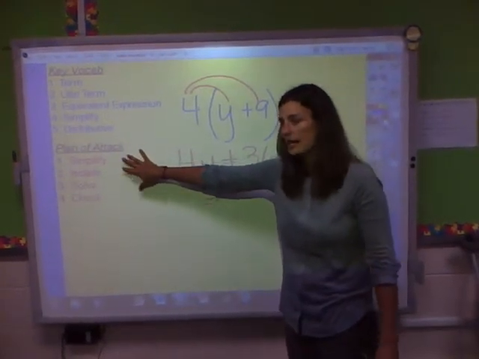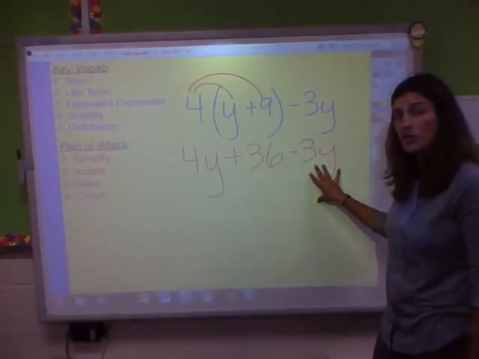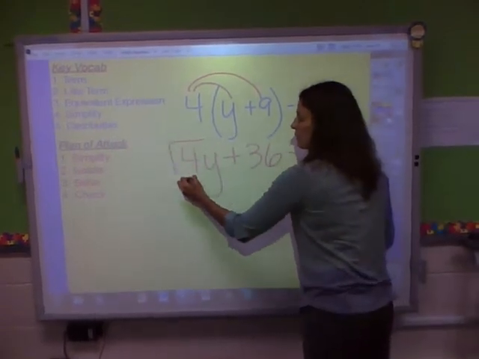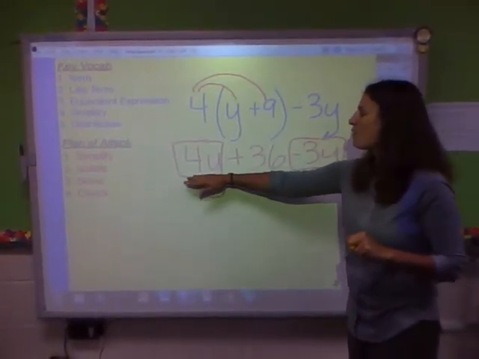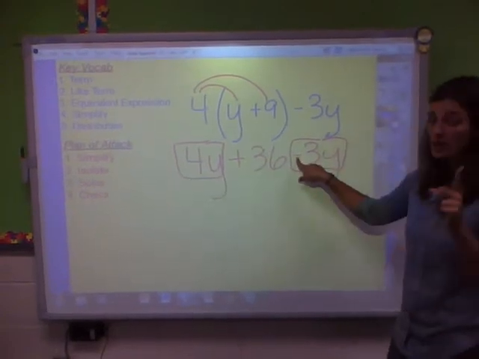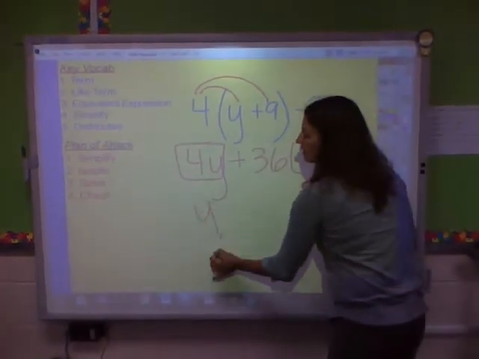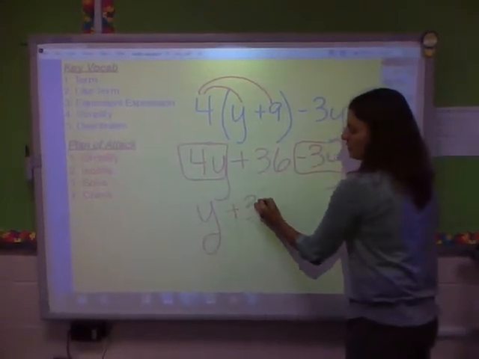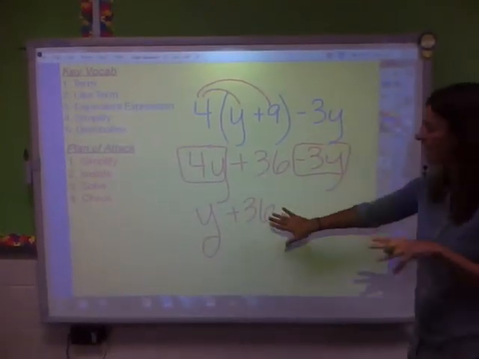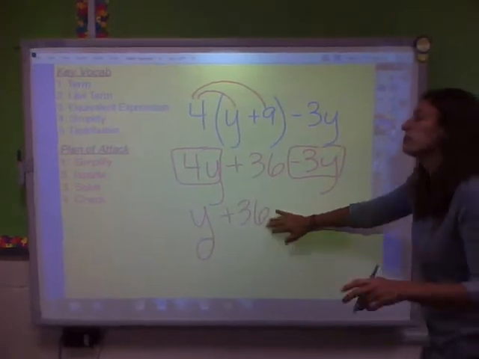My plan of attack, I'm going to combine my like terms and simplify. I see y's in 2 different places. 4 y's, careful, take away 3 y's, leaves me with a y. The 36 is all by itself, so I simply just rewrite it. Again, that's as far as I can go.